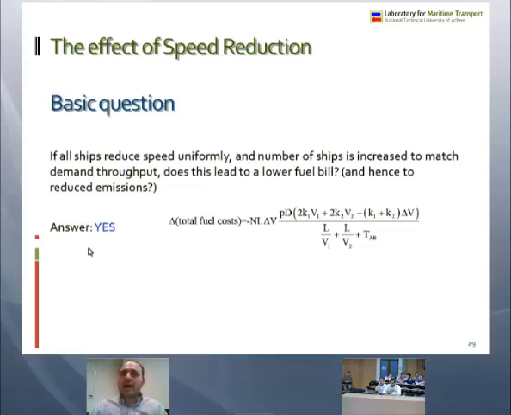Even if you have to add more vessels to maintain the same throughput, the effect from the speed reduction is that much that you save money. You still save money, even if you must have more vessels to maintain the same throughput. And that is a very important finding.